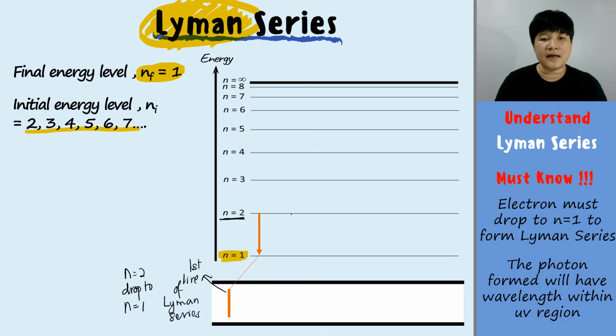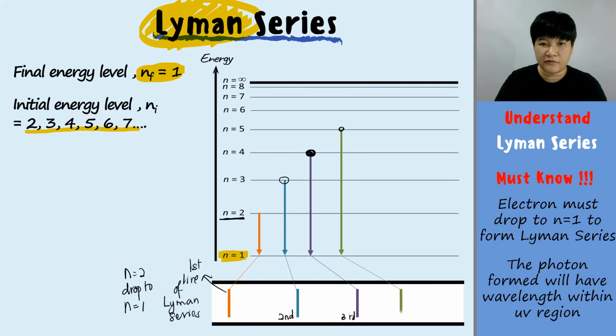The second line will then be, obviously, n equals 3 dropping all the way to n equals 1 and forming the second line. Then the third line will be from n equals 4 dropping all the way to n equals 1. The fourth line will be from n equals 5 dropping to n equals 1. Then the fifth line will be n equals 6 dropping all the way to n equals 1.